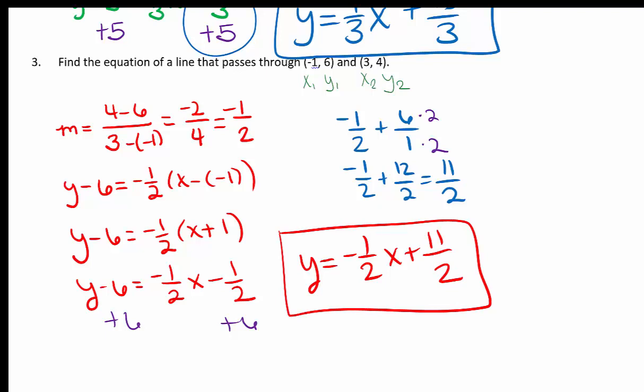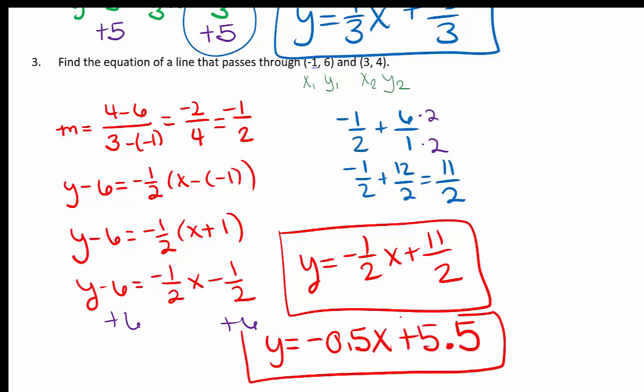Now in this case, if you had wanted to work with decimals, and there was nothing in the instructions that indicated that you couldn't, it would be fine to do so. You could also write your answer as y equals -0.5 x plus 5.5.